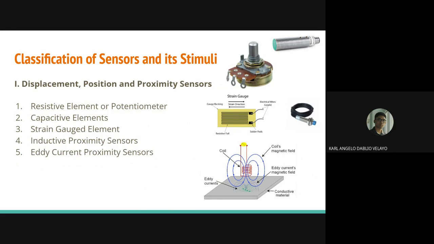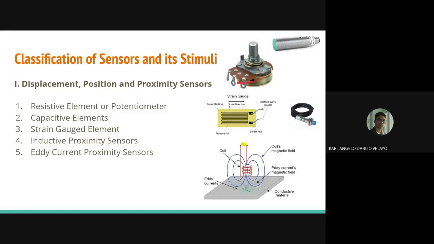So the first group is displacement, position, and proximity sensors. At that chart are images of the sensors or what they will look like. So first is the potentiometer. So a potentiometer is a 3-terminal resistor with a sliding contact where the position varies across a uniform resistance so that it could control output voltage. So this particular sensor is used in gaming joysticks to measure positions or to control audio equipment.